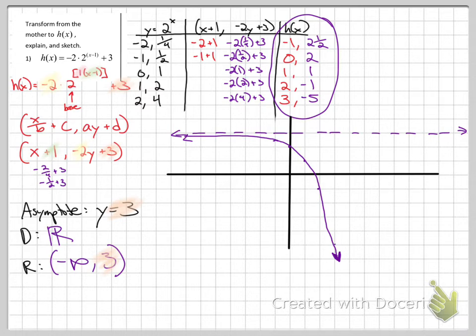Intercepts, the y-intercept showed up in my table, so that's nice. So y-intercept is 0, 3. And then for x-intercept, we're going to need to do a little more math because I see it's going to be a decimal. So x-intercept, you always plug in 0 for y.